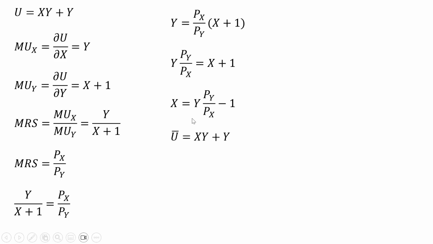We're now going to take this expression and plug it into u bar, which is our constant level of utility that we have when we talk about the compensated demand. So making a substitution in for x, we do that right here. Where I have x, I plug in this result right here.